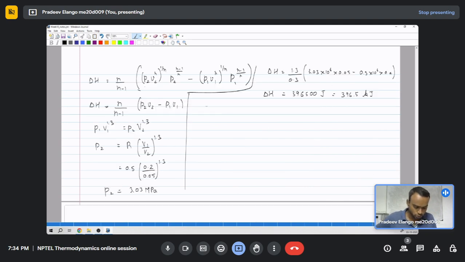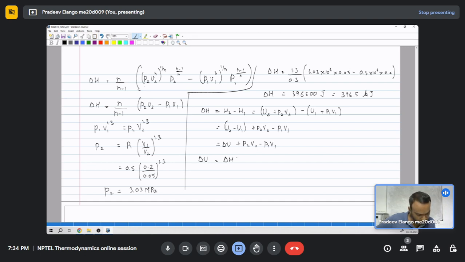Change in internal energy. So we have H2 minus H1, and H2 is U2 plus p2 v2, minus U1 plus p1 v1. Should be U2 minus U1 plus p2 v2 minus p1 v1. Now delta U can be taken on one side, then we will have delta H plus p1 v1 minus p2 v2.